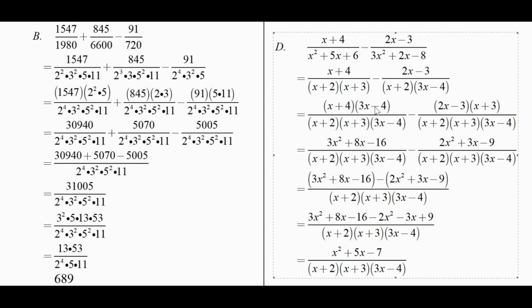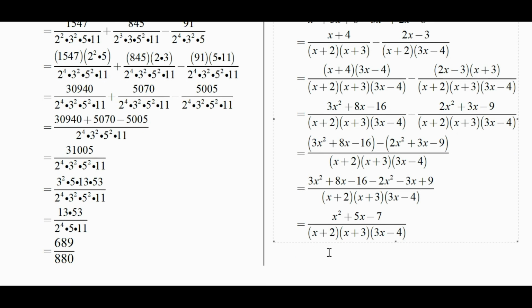Okay, do FOIL, distribute, multiply this out. 3x squared plus 8x minus 16. And here this is 2x squared plus 3x minus 9. So it's the first numerator minus the second over the original common denominator. I can drop the first parentheses, but when I drop the second one, I have to distribute the negative, changing all the signs. So it becomes a negative 2x squared, a negative 3x, and a plus 9. Combining like terms, we get 1x squared, and 8x minus 3x is 5x, negative 16 plus 9 is negative 7.